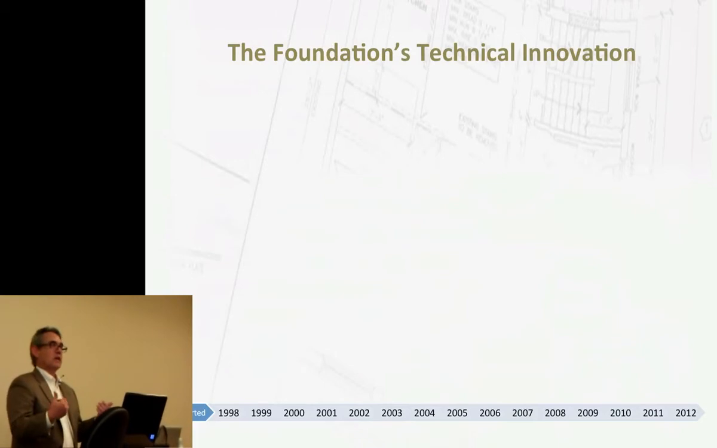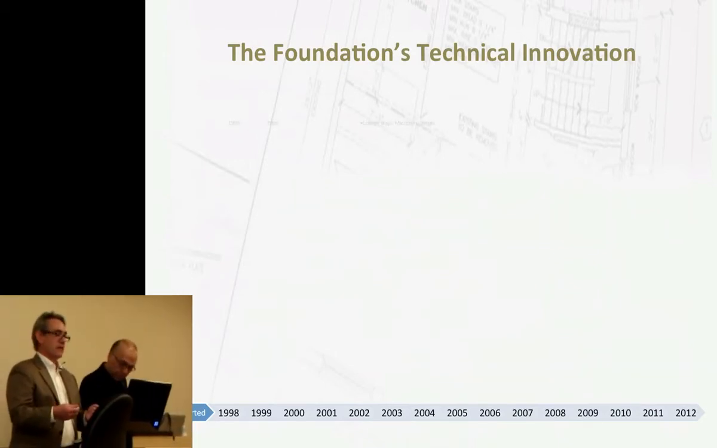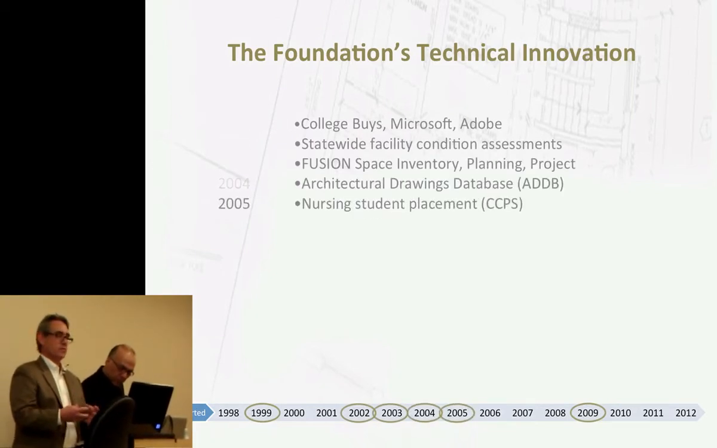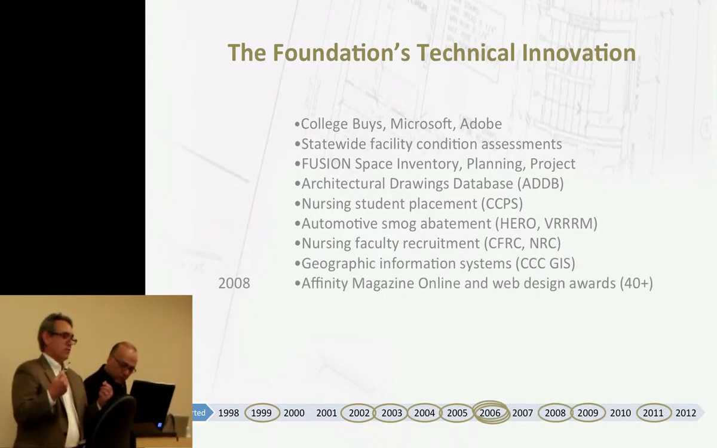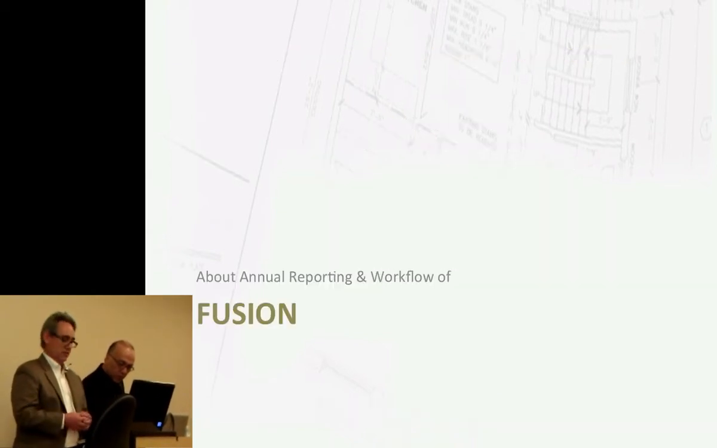My role is in the technology realm, and technology has been a fundamental part of the Foundation since its founding in 1998, ever since some of the early college-wide innovation that we did with Microsoft to distribute education software. And while FUSION+CCCGIS+ONUMA is a very exciting component, it's just one in a string of things that we've been working on and we're very proud of.